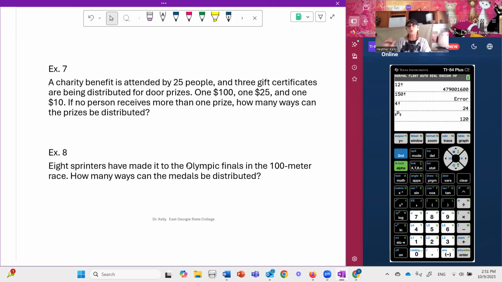All right, now there's 2 things that you need to consider here. Of course, we're working with this particular formula right now, and this means that order matters. And how do we know order matters? Well, because you'd rather get the $100 prize than a $25 prize or a $10 prize. That tells me that the order matters. When the order matters, we're going to use the nPr formula.